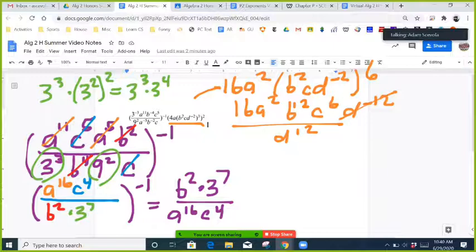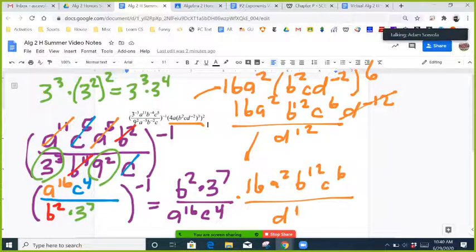Now we have these two being multiplied together. If I rewrite this, 16a squared, b to the 12th, c to the 6th, over d to the 12th. Now I'm going to combine things with the same base. So we got b to the 2nd times b to the 12th. That's going to be b to the 14th.